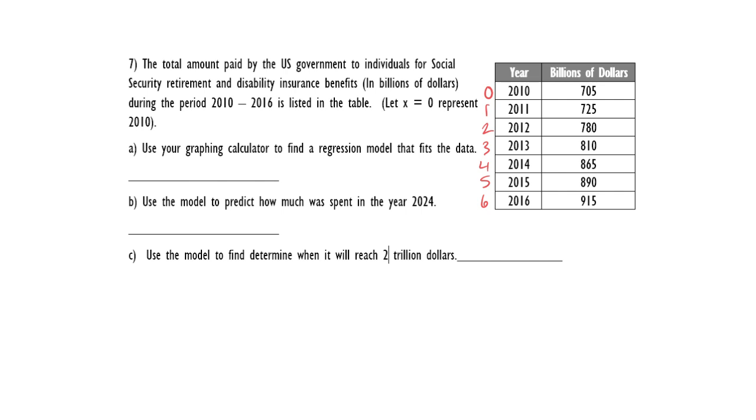all right, so it says use your graphing calculator to find a regression model that fits the data. Well, to find that, I needed to see what it looks like. So what I'm going to do is set up a window. My window, if I look at my X's, goes from 0 to 6, but I'm going to be doing some predicting, so don't get anxious to cut it off too quick. I'm going to go 0 to 15.